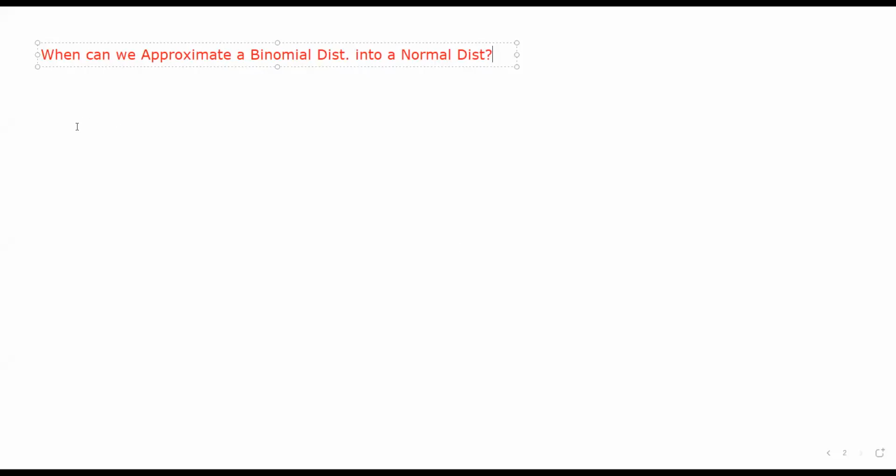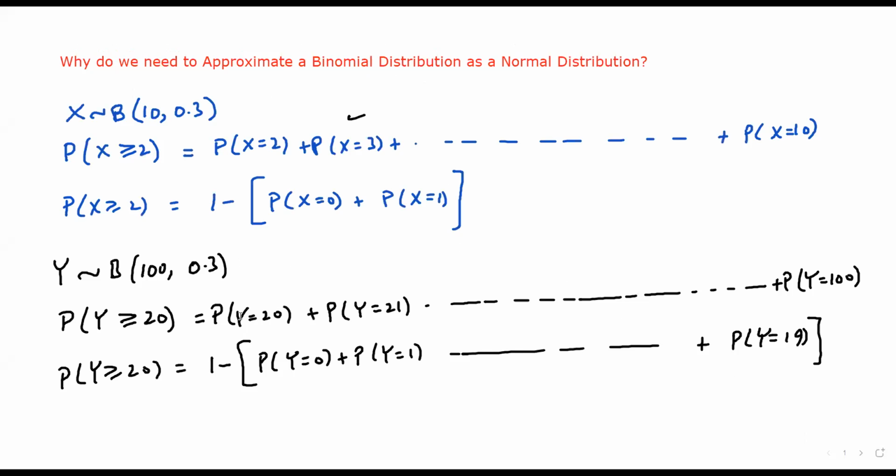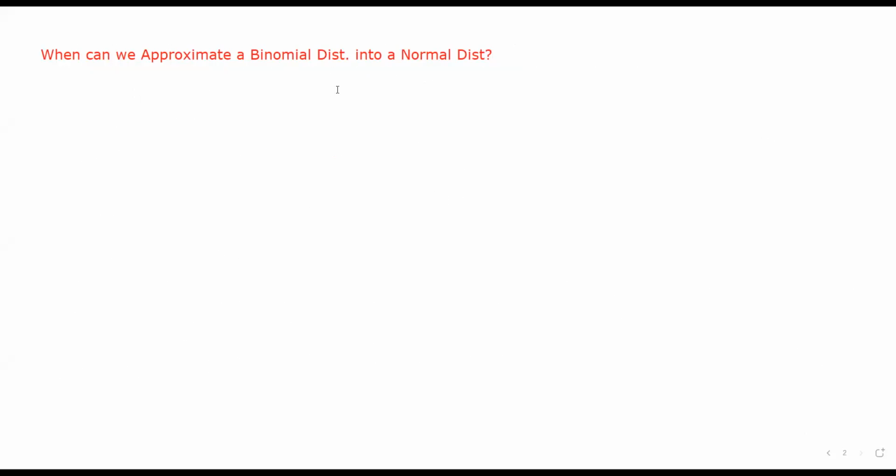Okay, guys, this is our next question: when can we approximate a binomial distribution by a normal distribution? To tackle such harder questions, finding such probabilities, there are some conditions that should be met so that you can approximate a binomial distribution by a normal distribution. We know that the parameters for a binomial distribution are n and p.